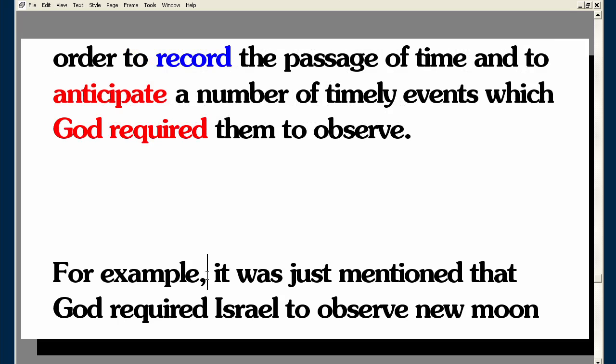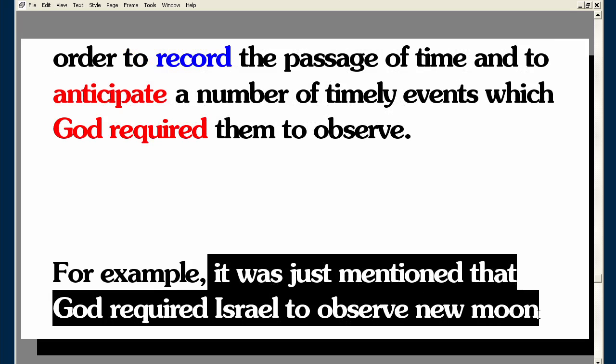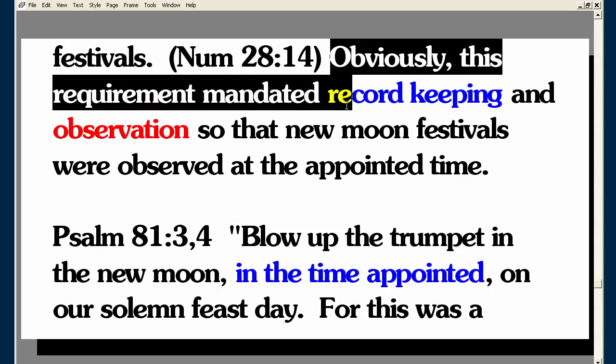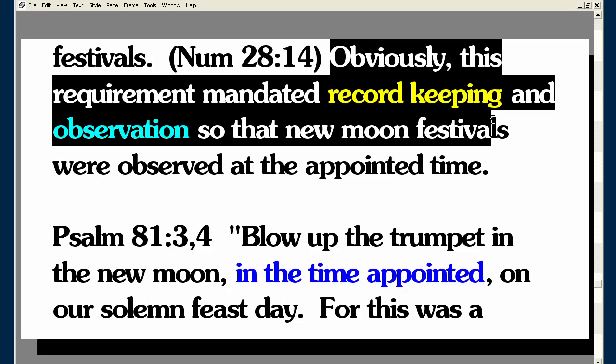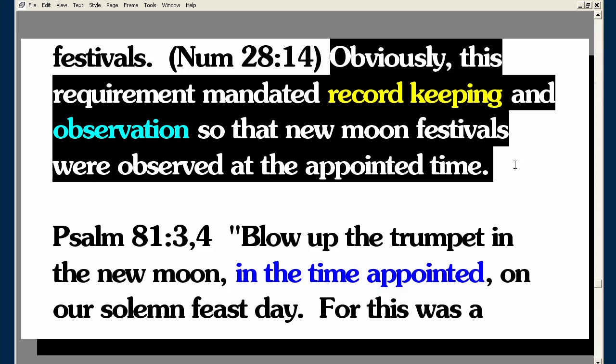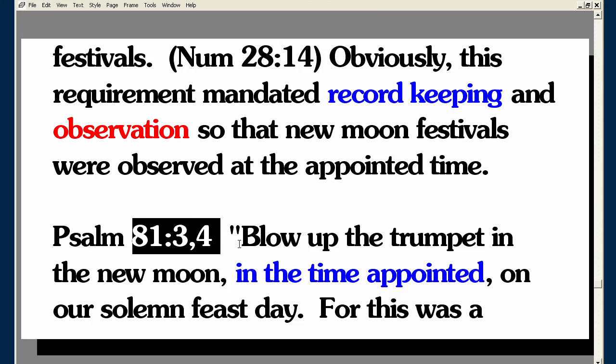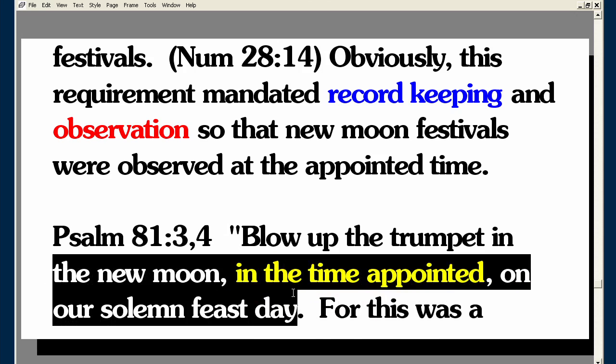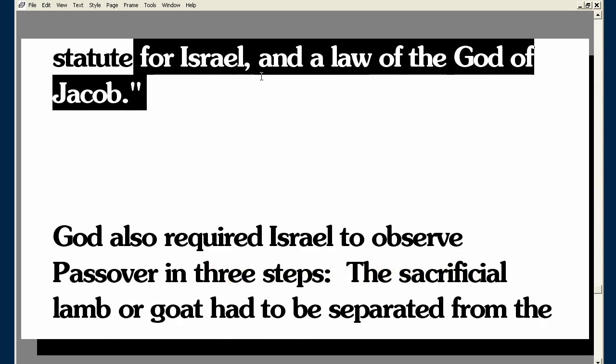For example, it was just mentioned that God required Israel to observe new moon festivals. Obviously, this requirement mandated record-keeping and observation so that new moon festivals were observed at the appointed time. Look at this verse from Psalm 81, verses 3 and 4. "Blow the trumpet in the new moon, in the time appointed, on our solemn feast day. For this was a statute for Israel and a law of the God of Jacob."